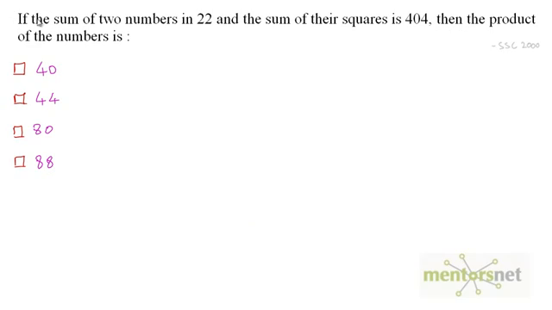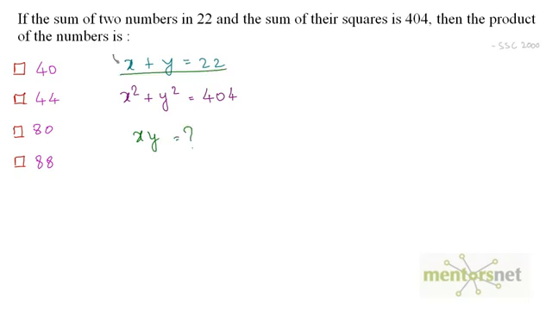Moving on to the next question. If the sum of two numbers is 22 and the sum of their squares is 404, then what is the product of these numbers? The sum of two numbers is 22, so x plus y is equal to 22, and the sum of their squares is 404, so x square plus y square is equal to 404. Then what is xy?